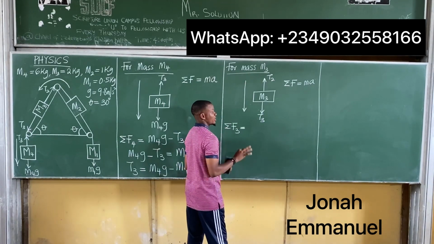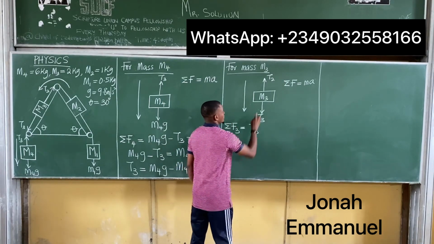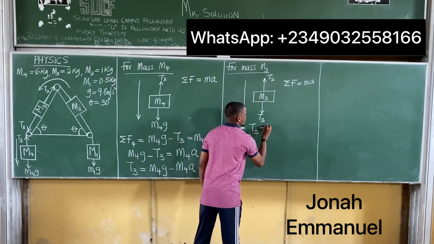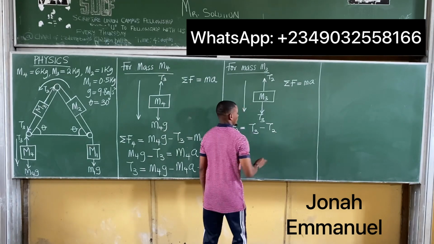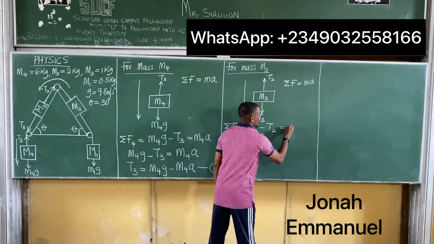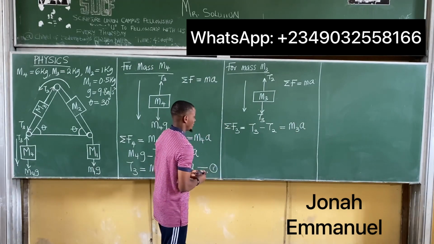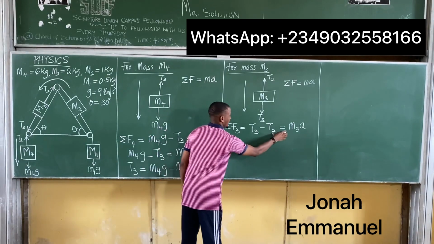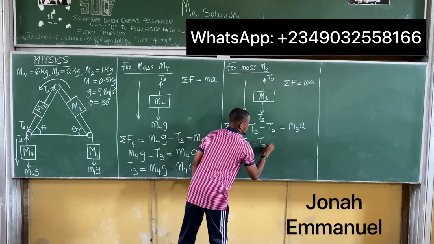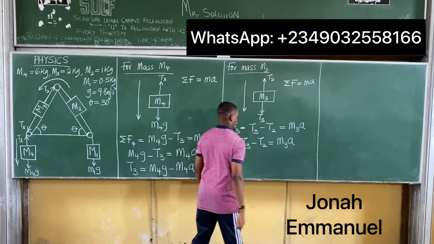So it becomes positive, same direction, positive. So I'm having T3. T2 is going in the opposite direction of the system, so it becomes negative, showing opposite direction, is equal to, write this now in terms of M3, M3A. So from that, we can now pick up this equation that T3 minus T2 is equal to M3A. So we have this.